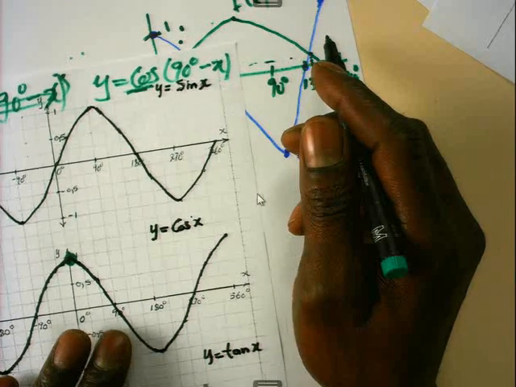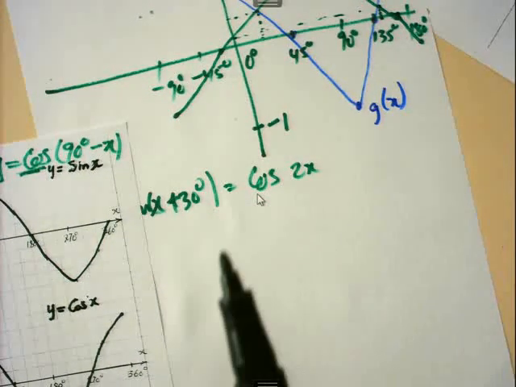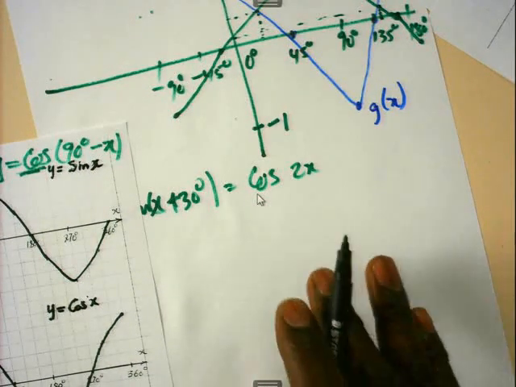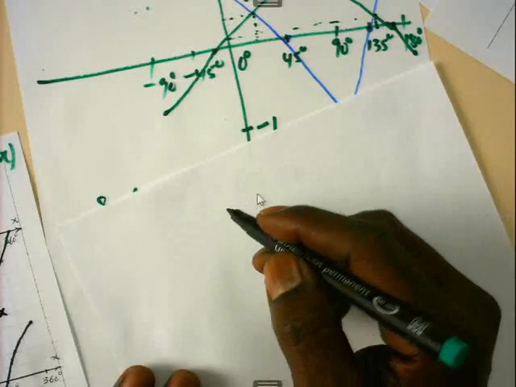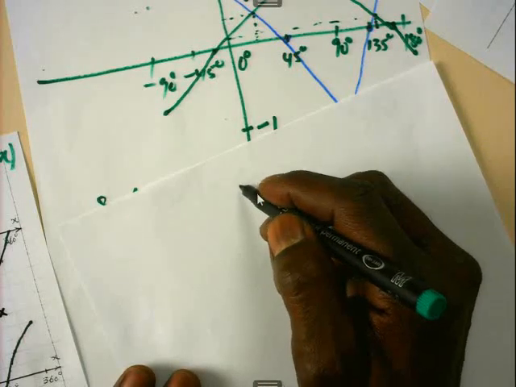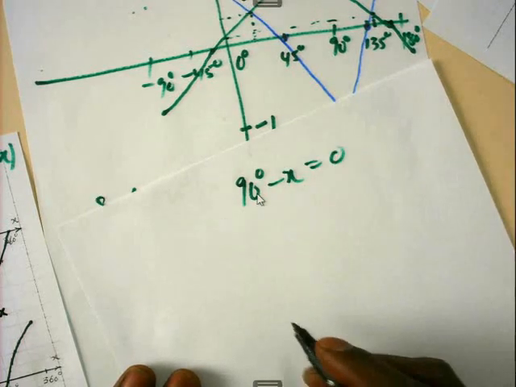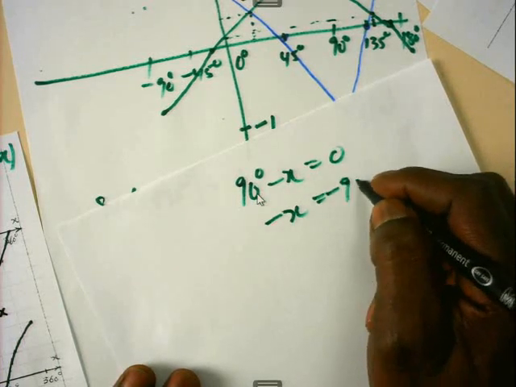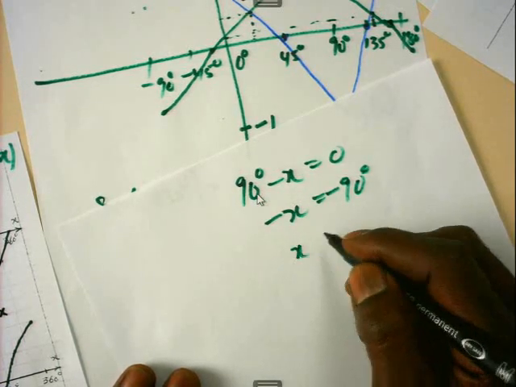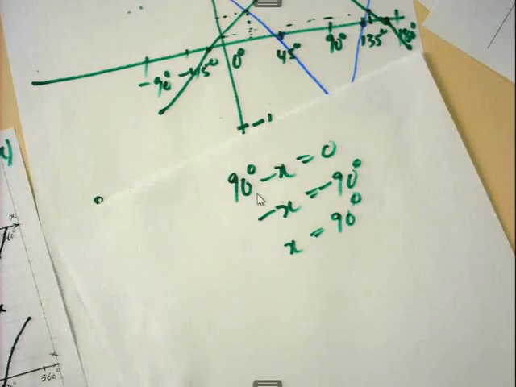Whoops, I'm not sure of what I'm talking about. I must now make a plan. Right, I'll just say 90 degrees minus x. I want to make it 0. So solving for x, I'll have minus x equals minus 90. Now dividing by negative 1 on both sides, x will be equal to 90 degrees.